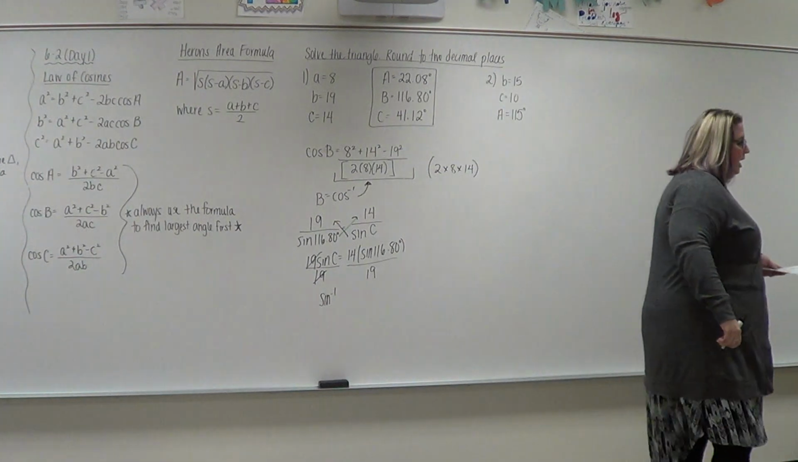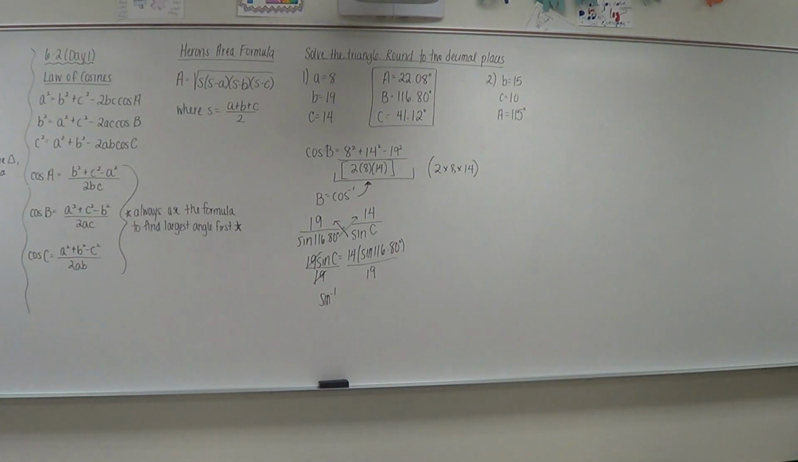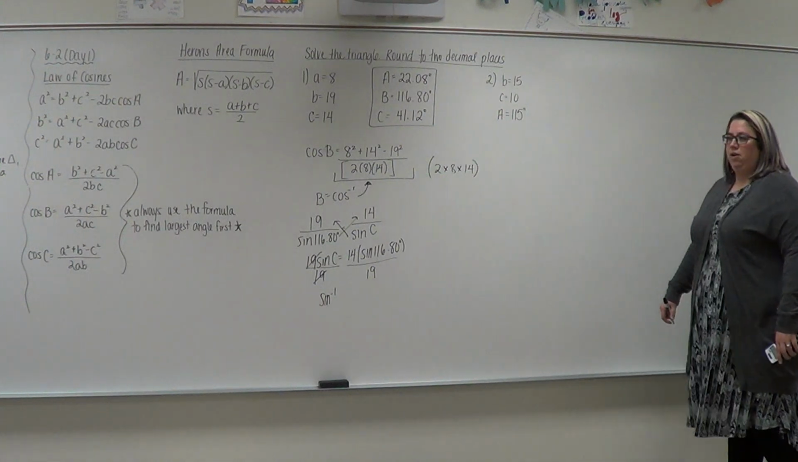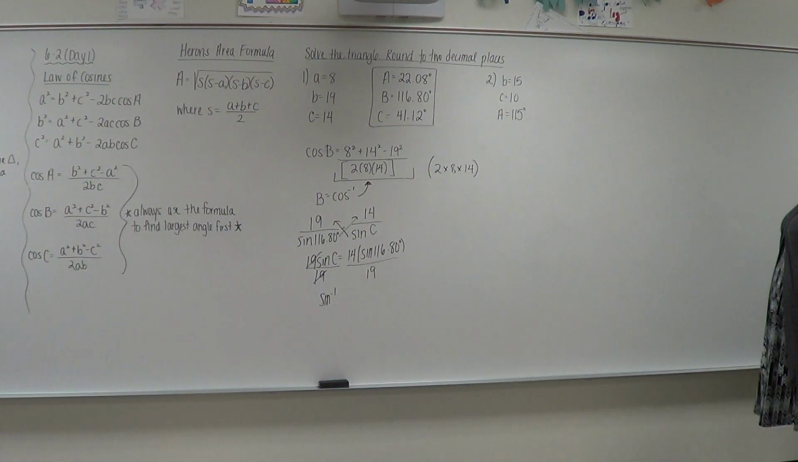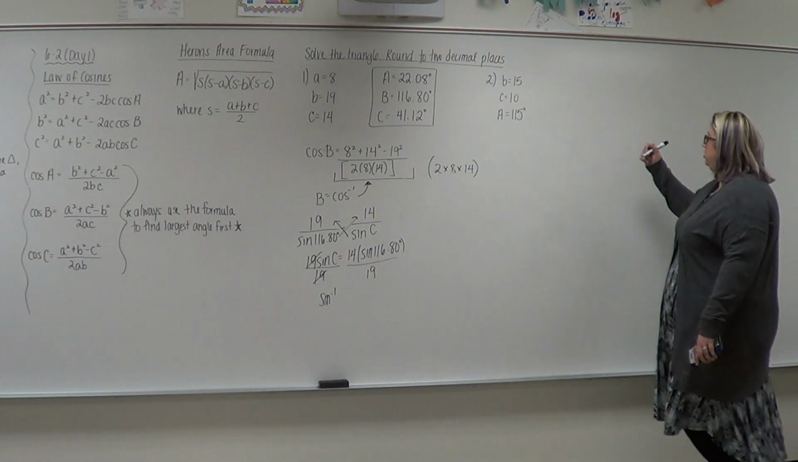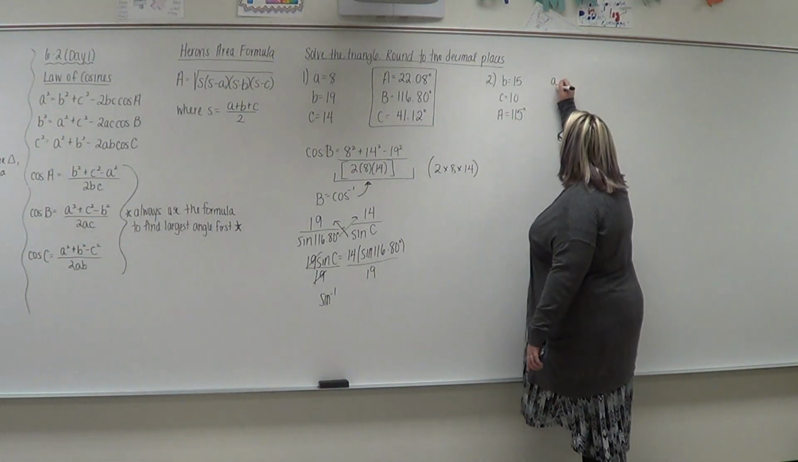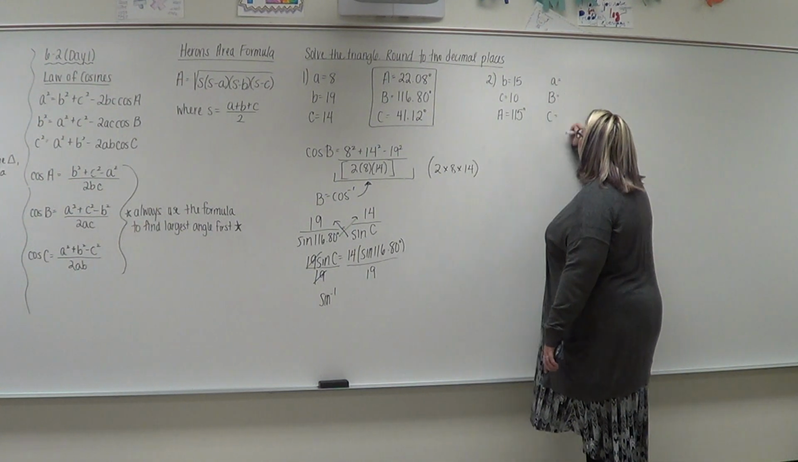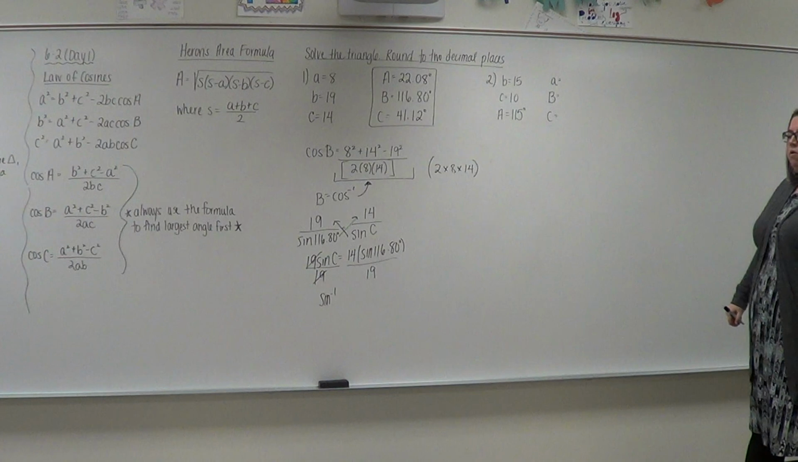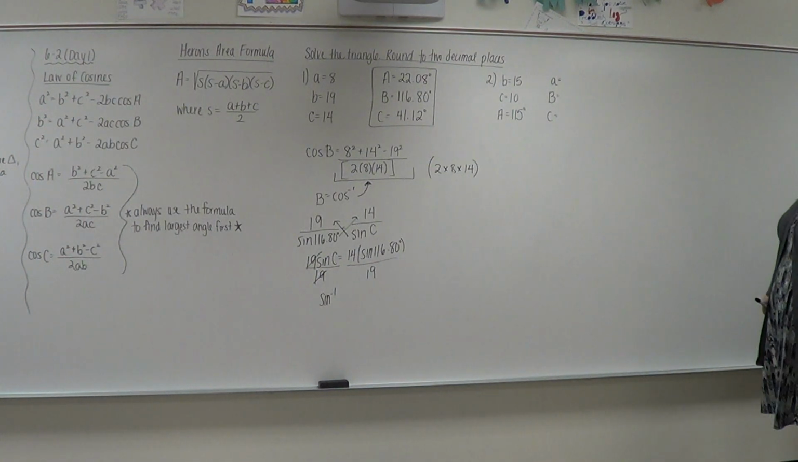If you're given two sides and an angle, and the angle doesn't go with any of the sides, I can't use law of sines because I don't have side A. So I have to find side A, angle B, and angle C. The first thing you have to do is find the missing side.